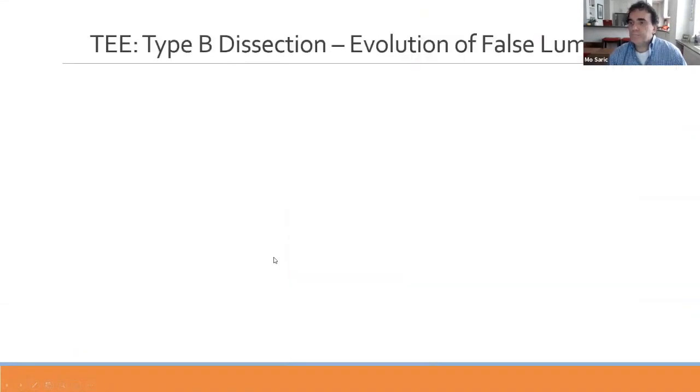So let's now look at the dissection evolution. What happens to the false lumen? I'll show you here in a type B dissection.